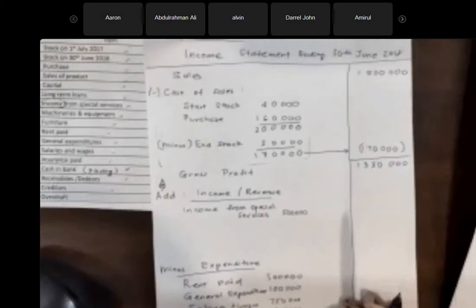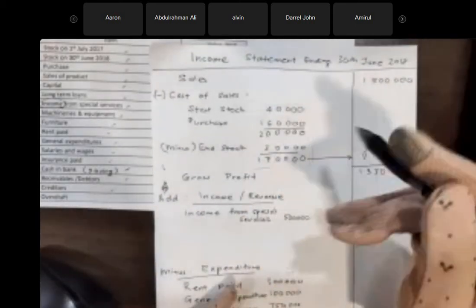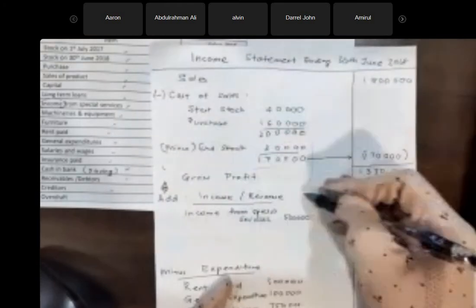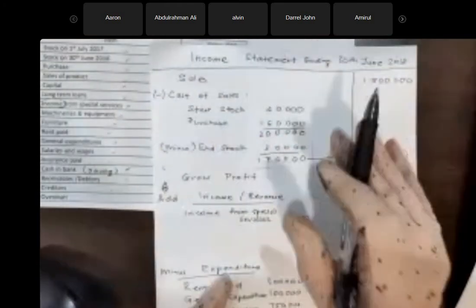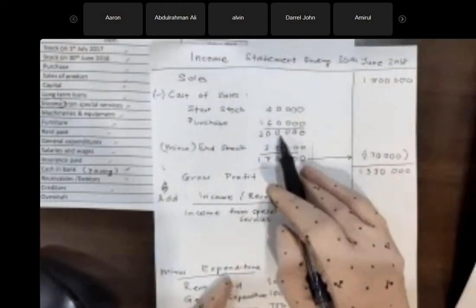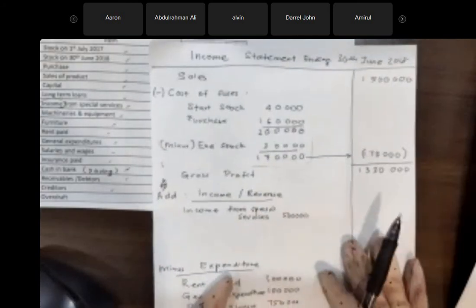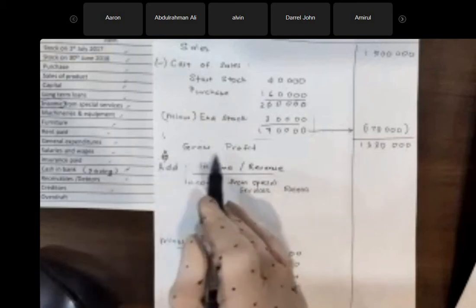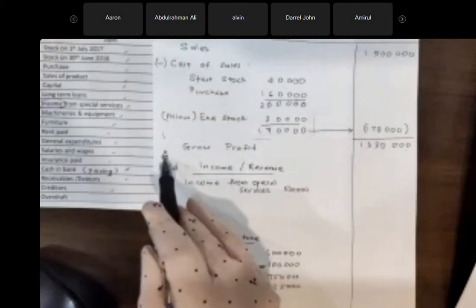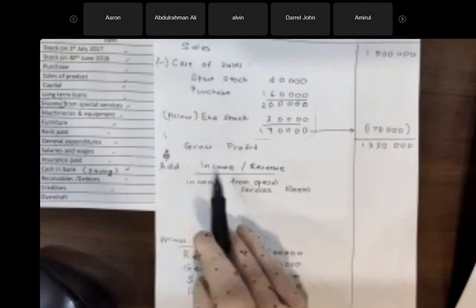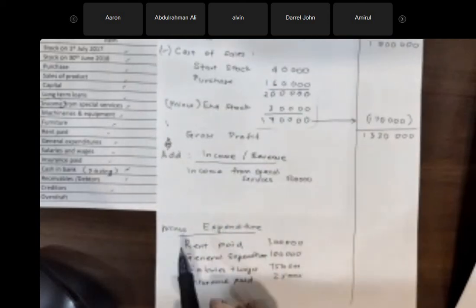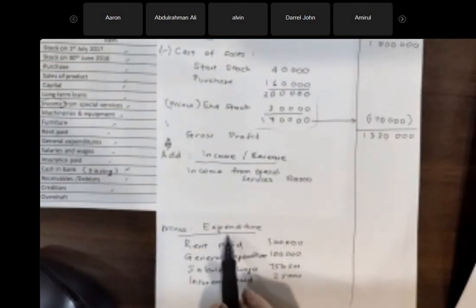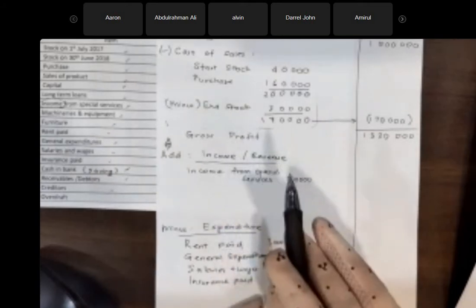Okay, for this part, the income statement, you have done this one well. No need to disturb or interrupt any numbers here. But starting from the gross profit downward, you add income or revenue, minus expenditure. Okay, here you can see.